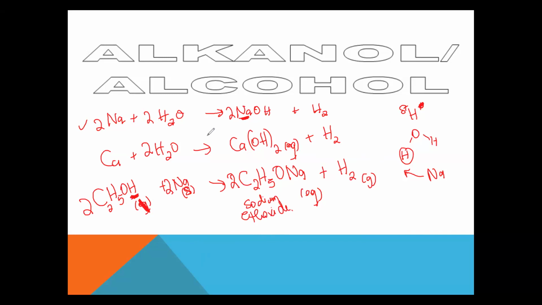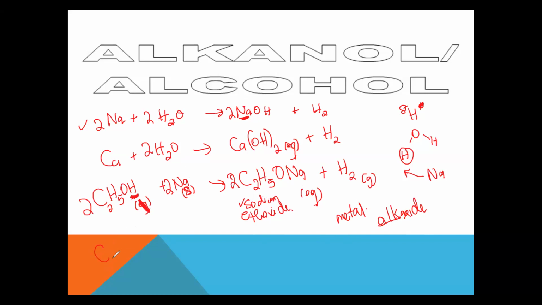When the alcohol forms an anion, the anion is called alkoxide. So when it reacts with metal, we form metal alkoxide. The metal in this case is sodium, and the alk has 2 carbons because it's ethanol, so it's ethoxide, right?